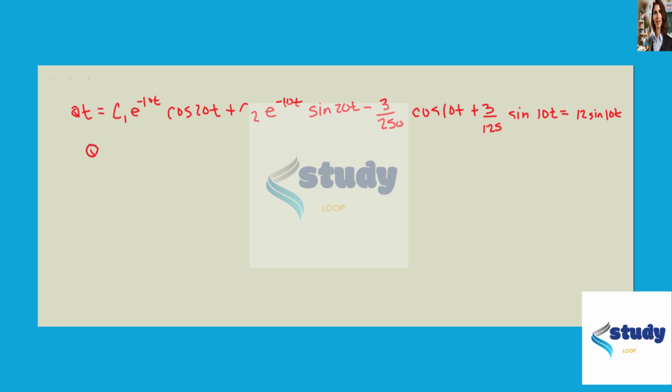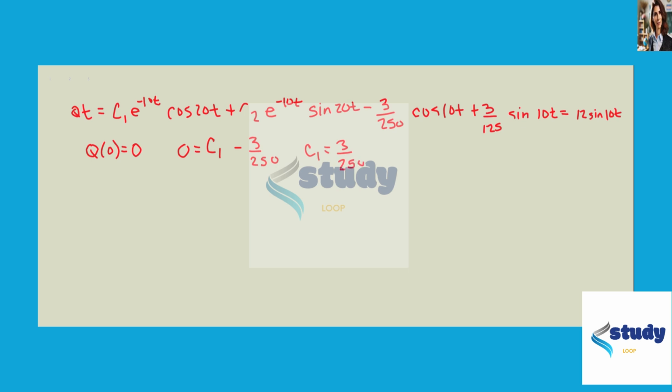So the things I know, q of 0 equals 0. So when I substitute that in, I get 0 equals, cosine of 0 is 1, so I have C1, sine is 0, so I have minus 3 over 250, and then everything else zeroes out. So I have C1 equals 3 over 250.